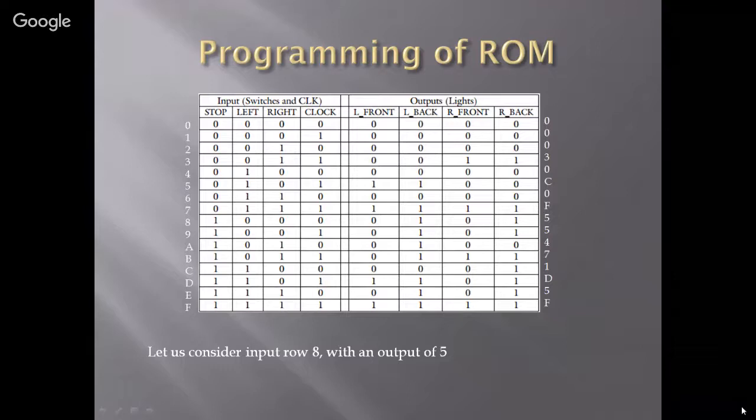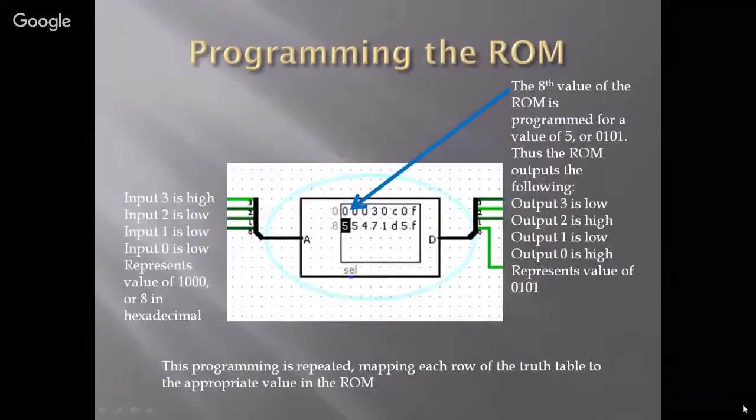Notice that the output of the various signals has been converted to a hexadecimal value of 5. To program a ROM, we insert the hexadecimal value of a row into that position in memory. In our example, we would program a hexadecimal 5 into the 8th position of the memory. Now, when input 3 is high, input 2 is low, input 1 is low, and input 0 is low, this would represent a value of 1000 in binary, or 8 in hexadecimal. This would trigger the ROM to output the value within the 8th position of the memory.